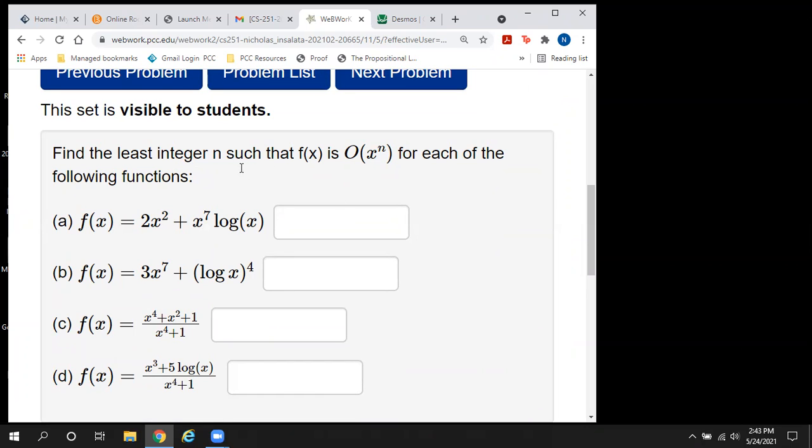So we want to find the least integer n such that f of x is big O of x to the n for each of the following functions, right? So essentially what we're going to do here is we're going to look through the function, right? We're going to find the term with the largest exponent, and that's going to be almost the upper bound, right? But we want to find the least integer n. So for example, on this first one, what's the term with the largest exponent in part A?